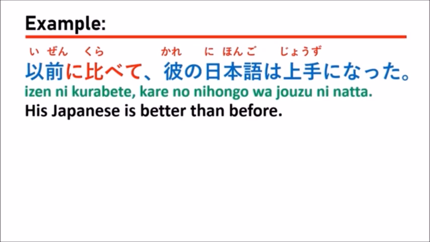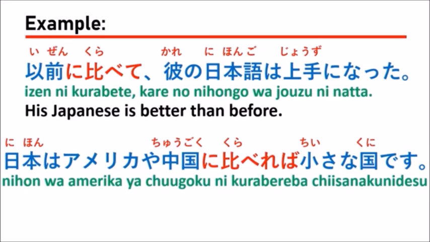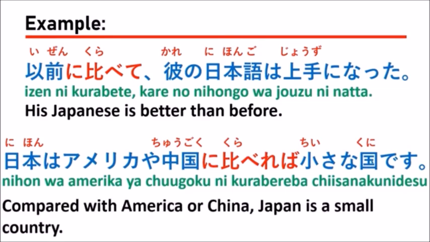His Japanese is better than before. The next example: 日本はアメリカや中国に比べれば小さな国です。Which means compared with America or China, Japan is a small country.